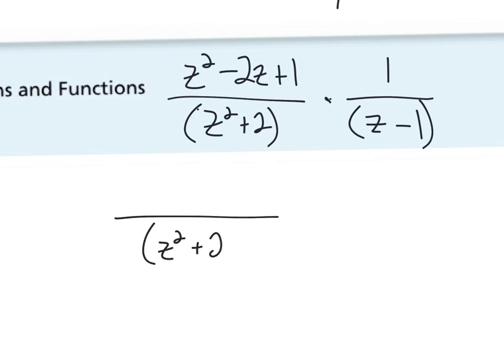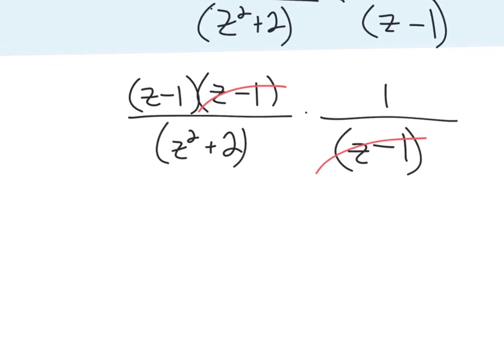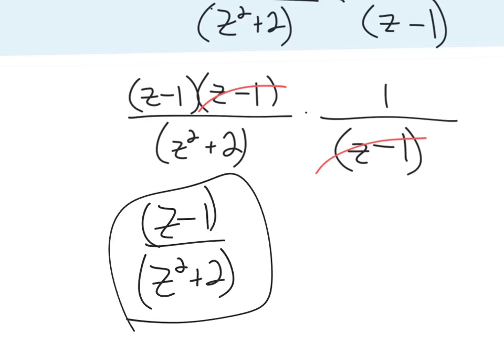The first denominator, we can't do anything with that. The first numerator, we might be able to factor. And I see that z minus 1, so I'm thinking that might be something we'll be working with here. z minus 1 times z minus 1 maybe, and that works. So z minus 1s would cancel. And then it would just be z minus 1 over z squared plus 2. Put up your force fields, and that's our answer.